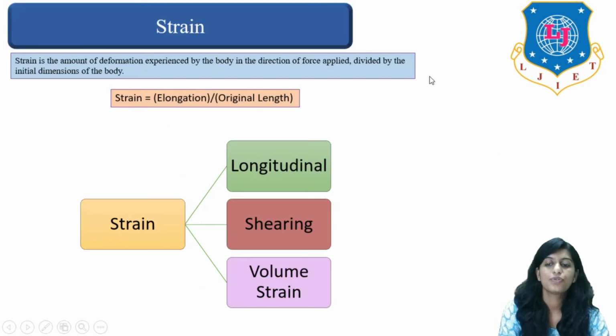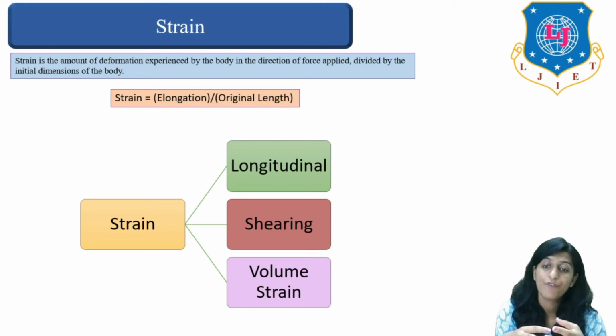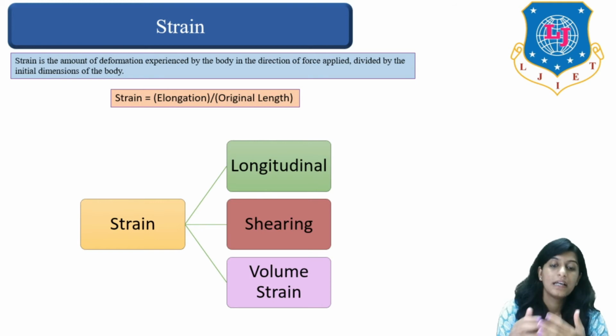Now coming to strain. So, what do we mean by strain? Strain is basically the amount of deformation experienced by the body in the direction of applied force divided by the initial dimension of the body. Strain is equal to elongation per unit original length. Strain is of three types: longitudinal, shearing and volume strain.